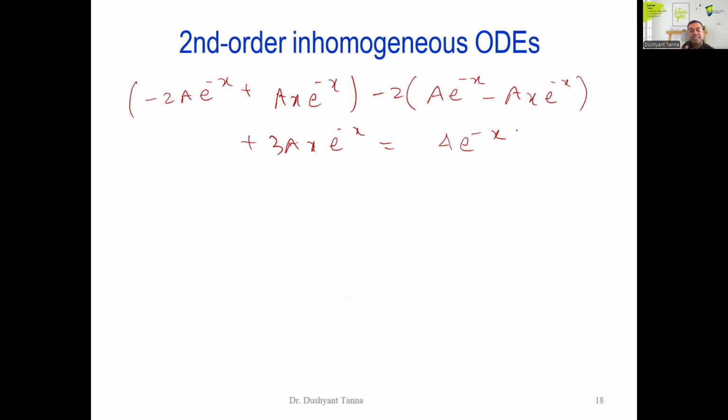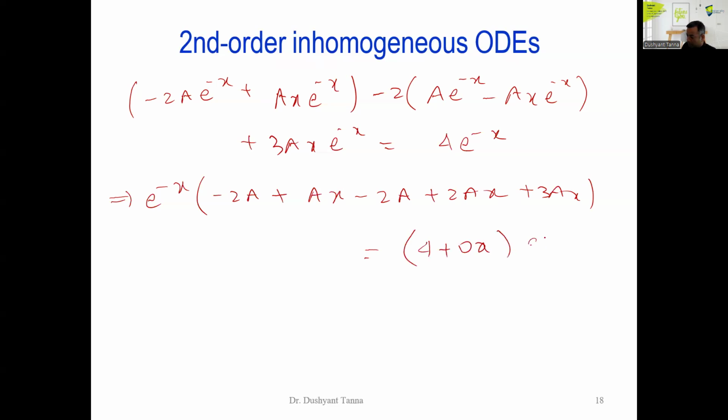As you can see, everything has e power minus x. We keep it outside. So this will leave us minus 2a plus ax minus 2a plus 2ax plus 3ax is equal to 4 plus 0x e raised to minus x. We simplify the left-hand side. As I said, please insert 0x so your comparison becomes a lot easy. You don't have to because that thing gets cancelled or something. But anyway, we'll find out soon.